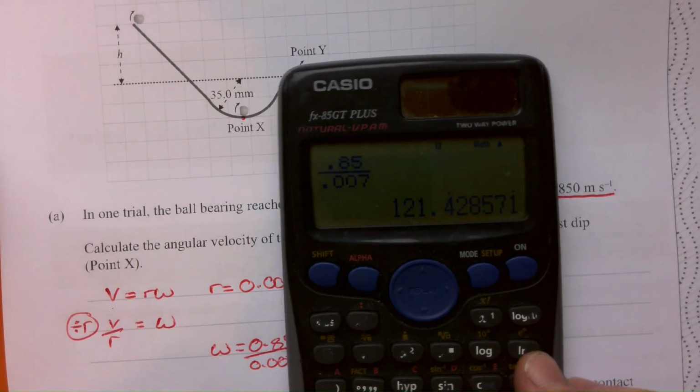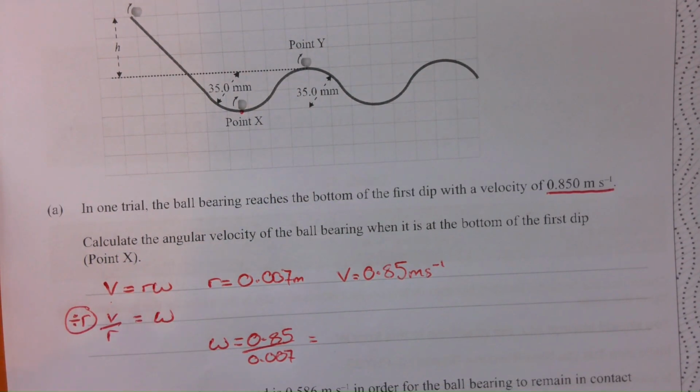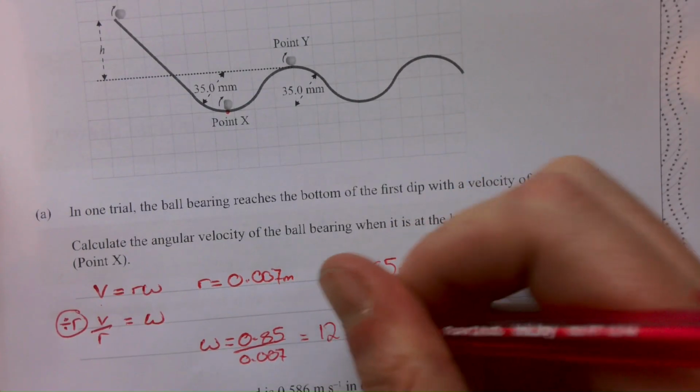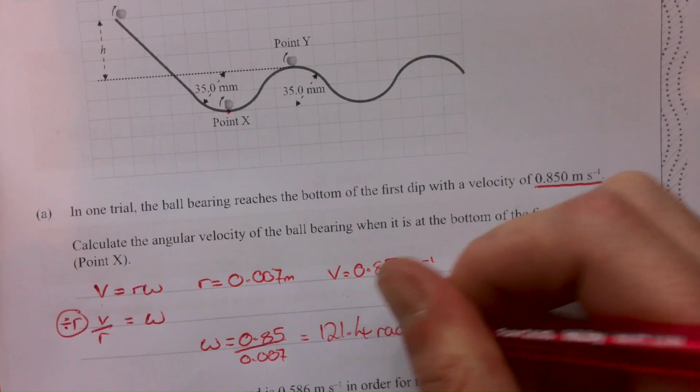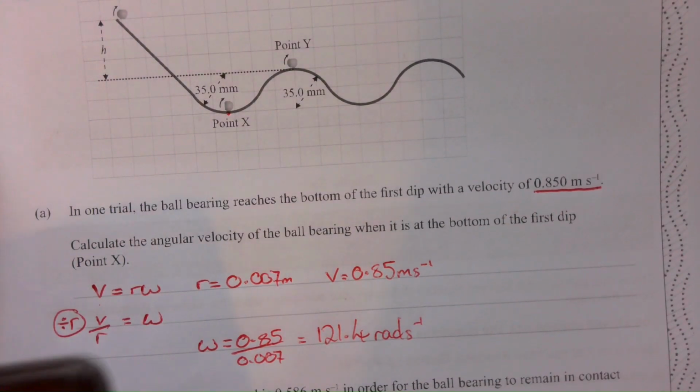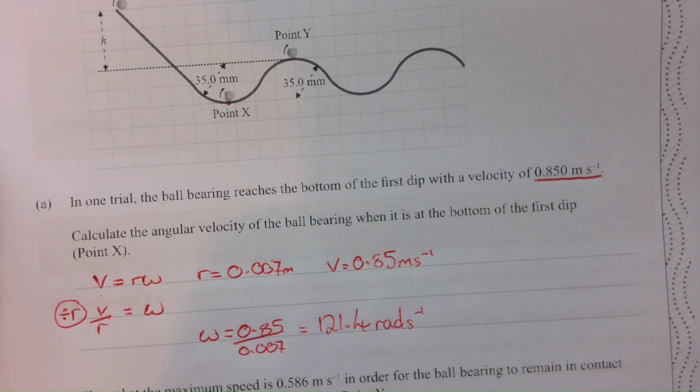Oh, you can't even see the calculator, right? 121.4. Didn't mean to do this all in red. Maybe we'll make the Achieved questions red. So that's our angular velocity in radians per second. It seems like an awful lot, but if you've got a very small ball bearing moving at about a meter per second, it's got to do a lot of rotations to make it down that slope.